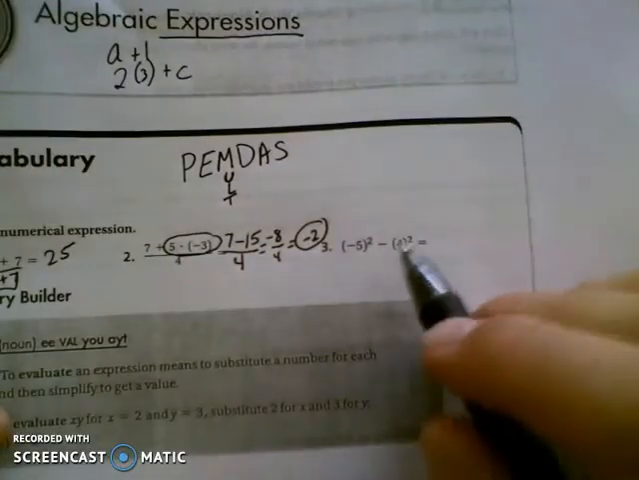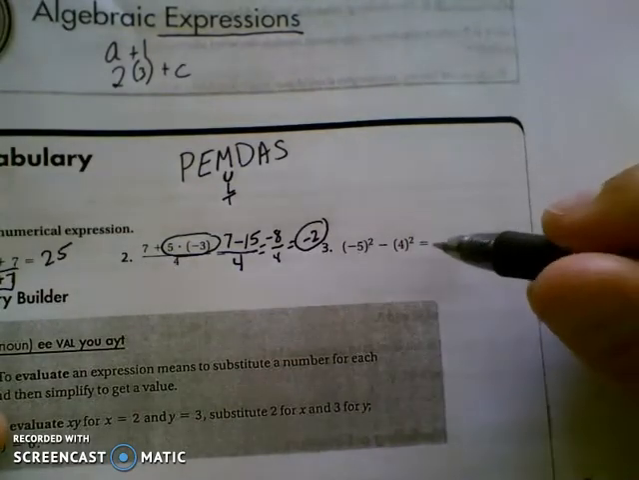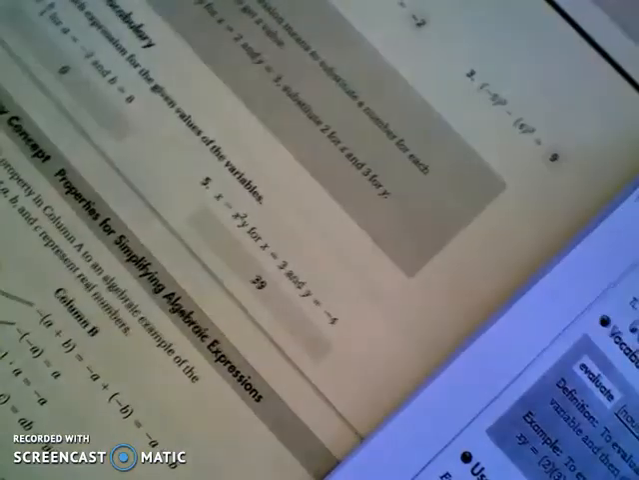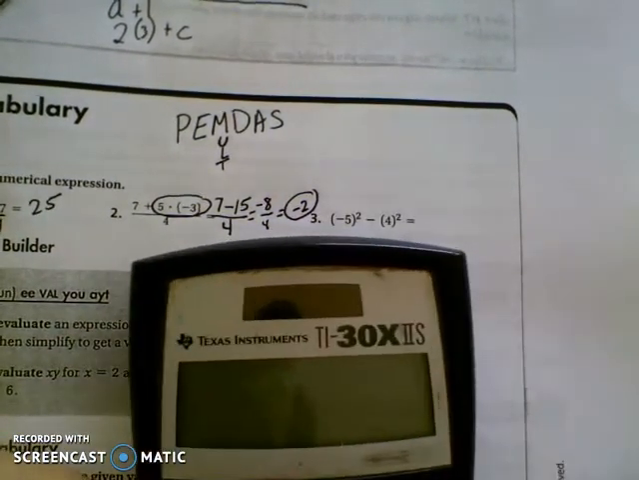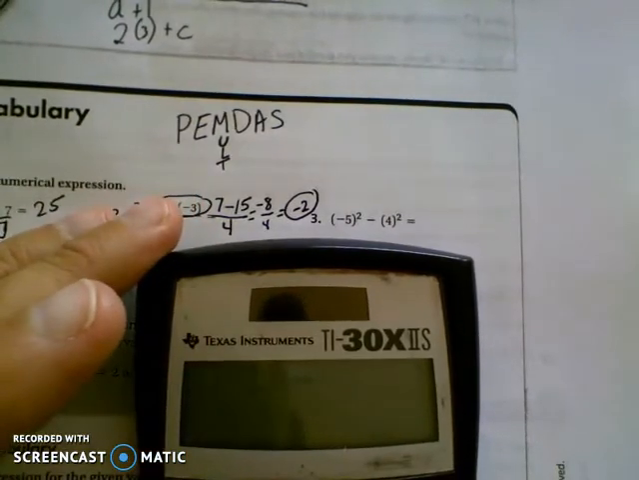Number 3, exponents. Negative 5 squared. You can put that in your calculator. If you have a calculator, it's going to look like this. Put the parentheses in. Sometimes the calculator doesn't work like you want it to, but this time it will.